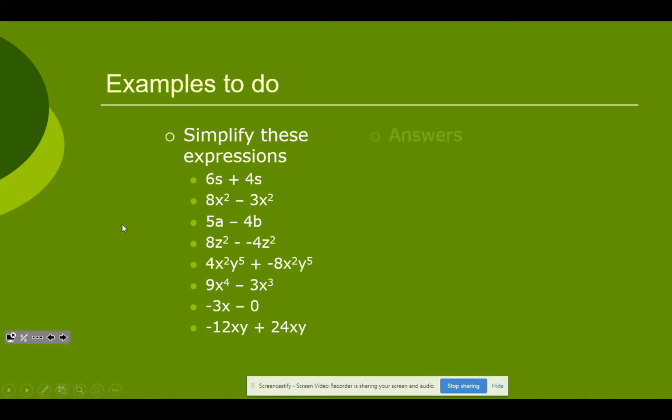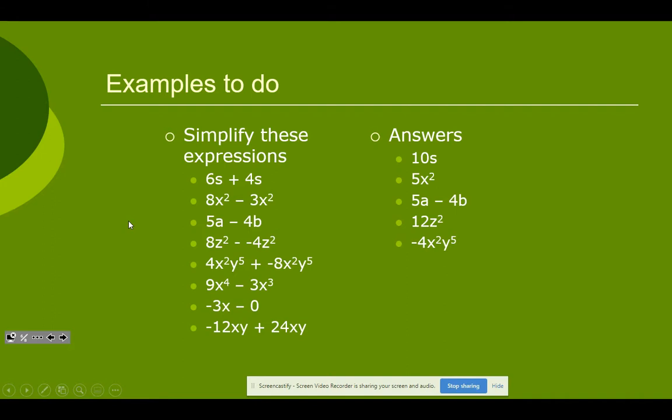Here are your answers. 6s plus 4s is 10s. 8x squared minus 3x squared is 5x squared. 5a minus 4b is exactly written as such because they are unlike terms. There is nothing I can do. 8z squared minus a negative 4z squared gives me a positive 12z squared. 4x squared y to the 5th plus a negative 8x squared y to the 5th gives me a negative 4x squared y to the 5th.